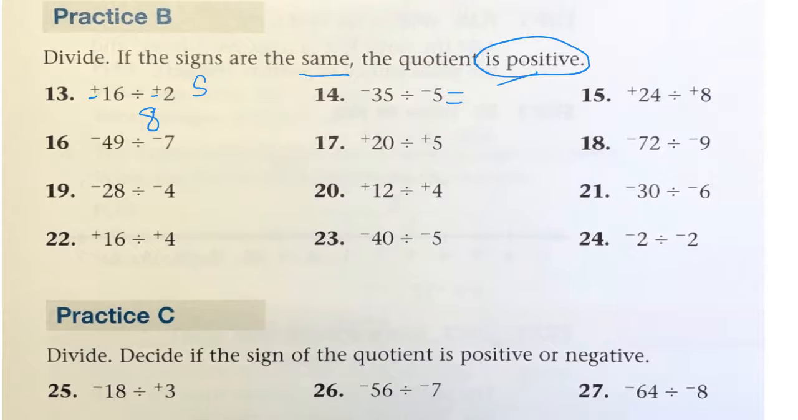Here, I'll put the equal sign. Negative 35 divided by negative 5. We've got a negative number divided by a negative number. They're the same, so the quotient will be positive. And then you just divide the numbers. 5 goes into 35 7 times. And you just write the number. So that is the idea for dividing. If the signs are the same, then the answer is positive.